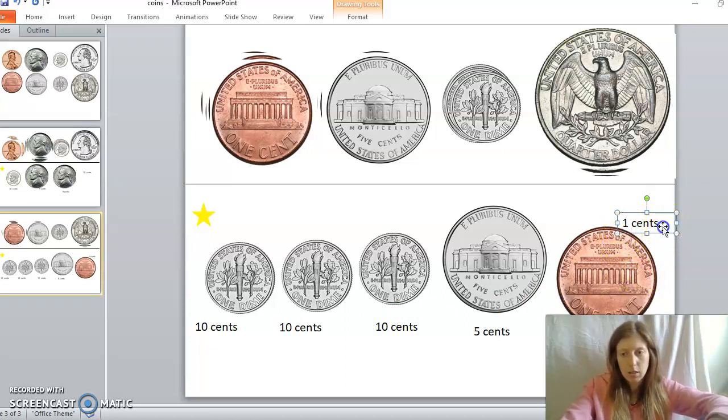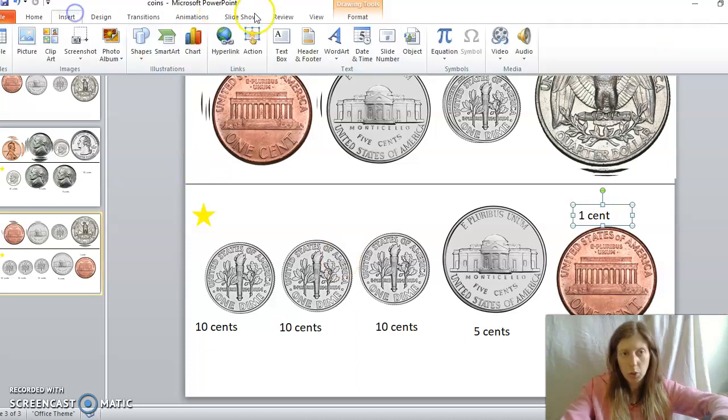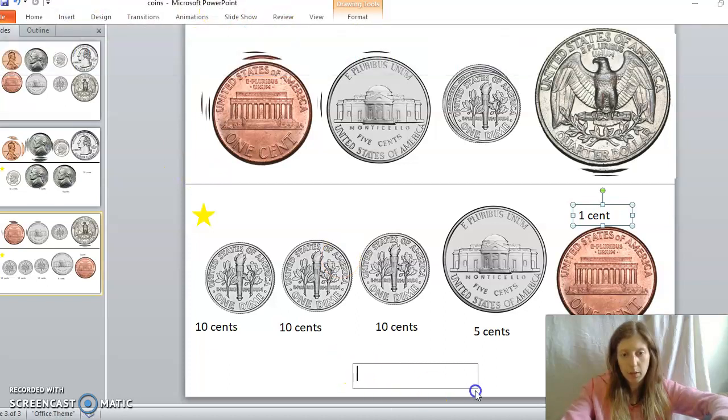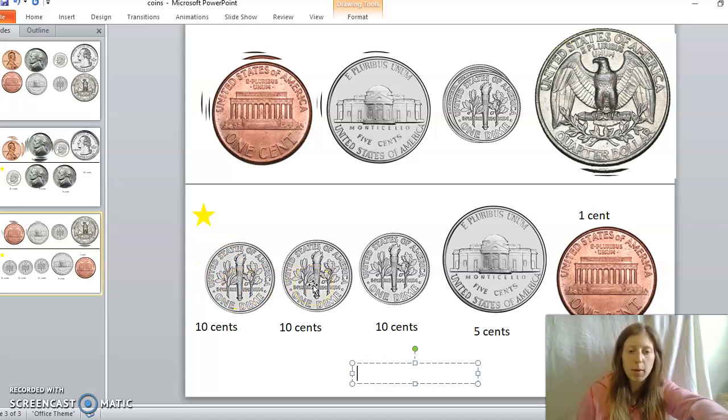This is 1 cent. I'll leave it up here so you can see it, and I'm going to put my total on the bottom this time. So 10 plus 10, and this is another good way to skip count. You're counting by tens for the first three, so 10 plus 10 is going to give you 20. 20 plus 10 more is going to give you 30. 30 plus 5 is 35. 35 plus 1 cent is going to give you 36 cents. Okay?